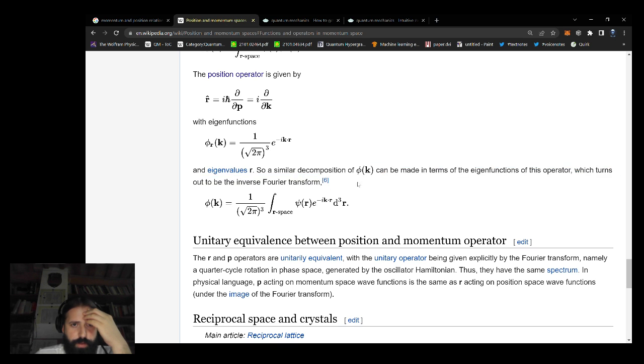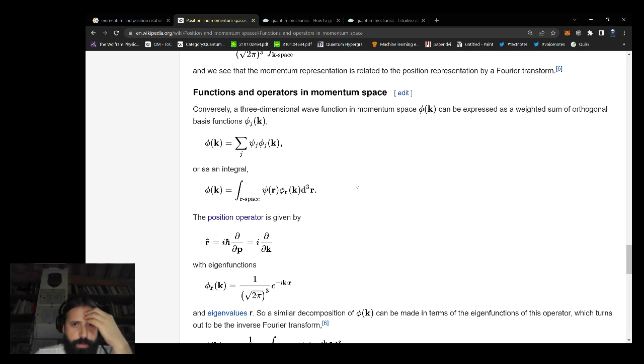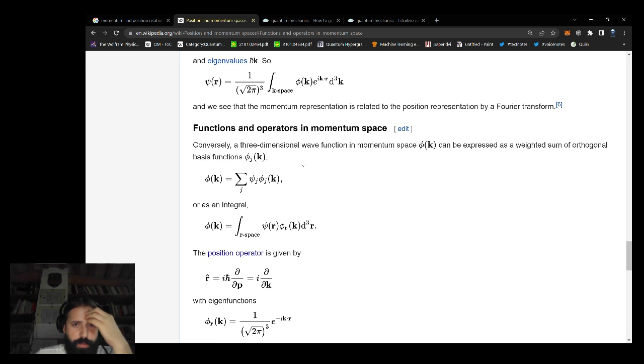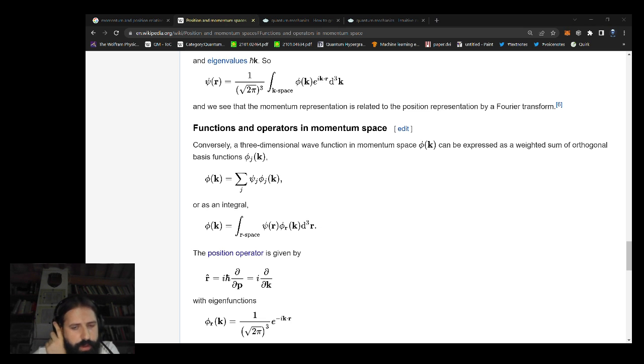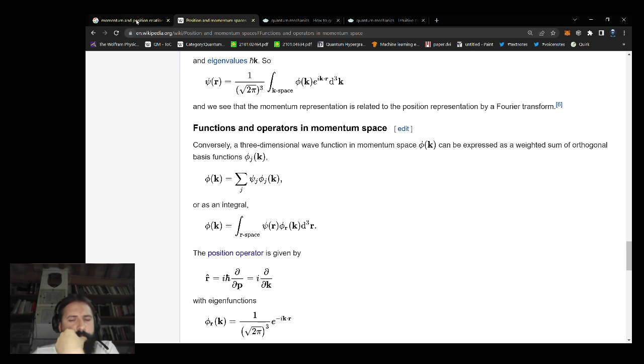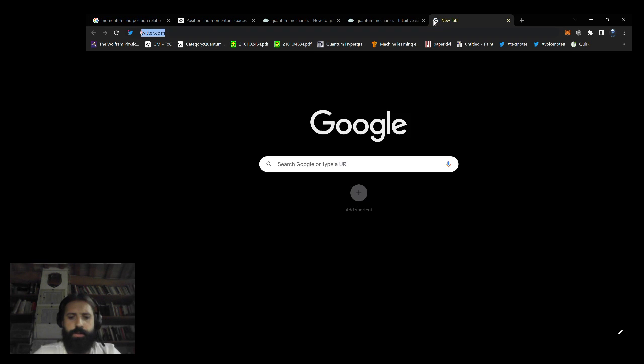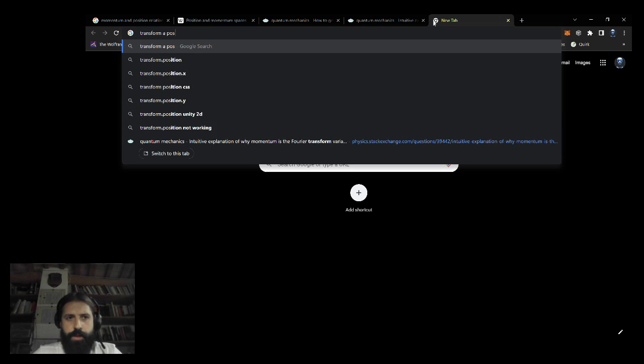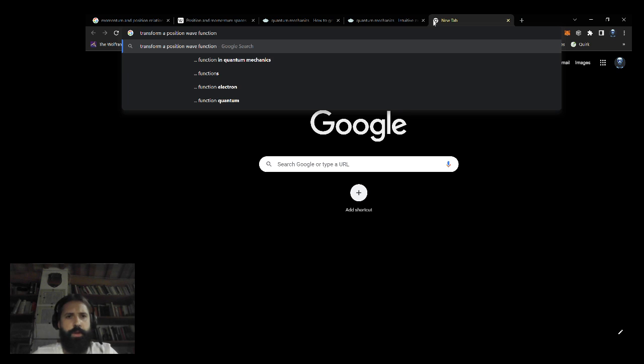Turns out to be the inverse Fourier transform. Momentum space. It's the sum of its items. Okay. This is what's hard. Transform a position wave function to momentum wave function.